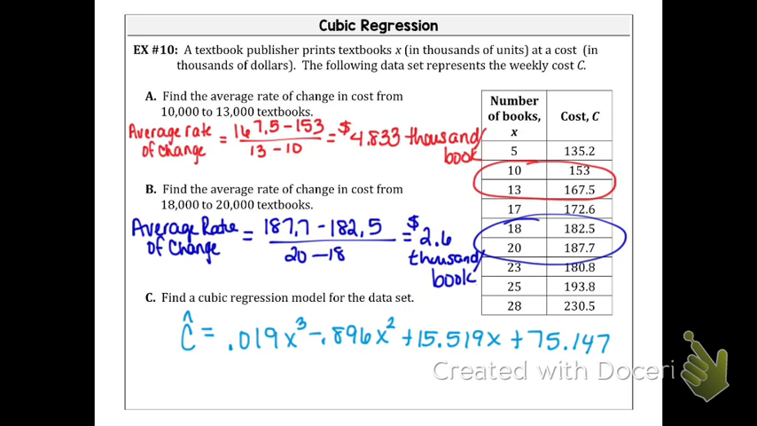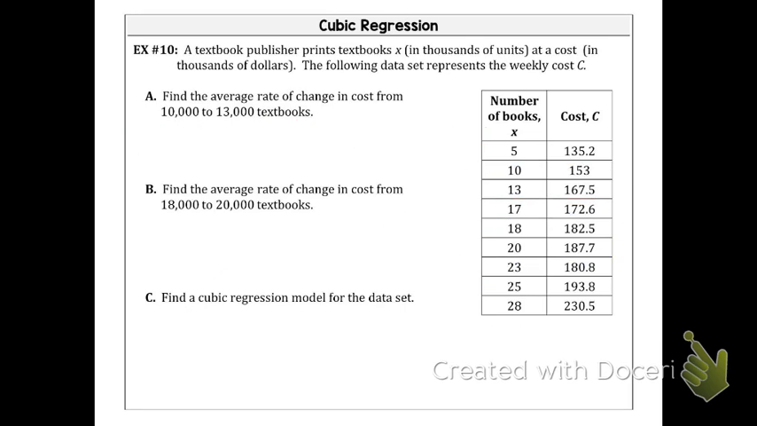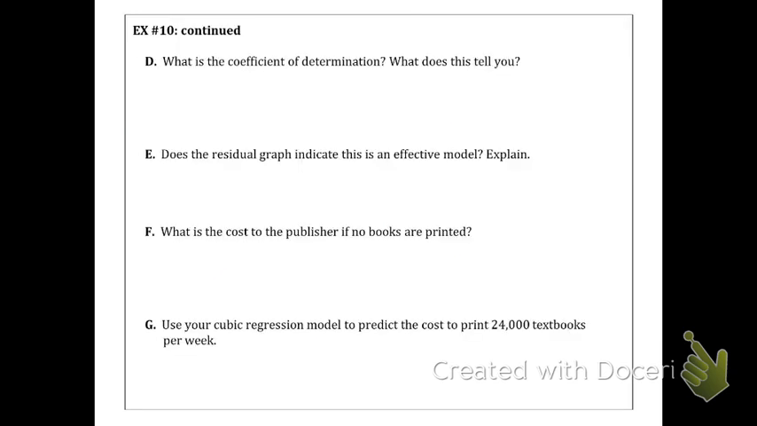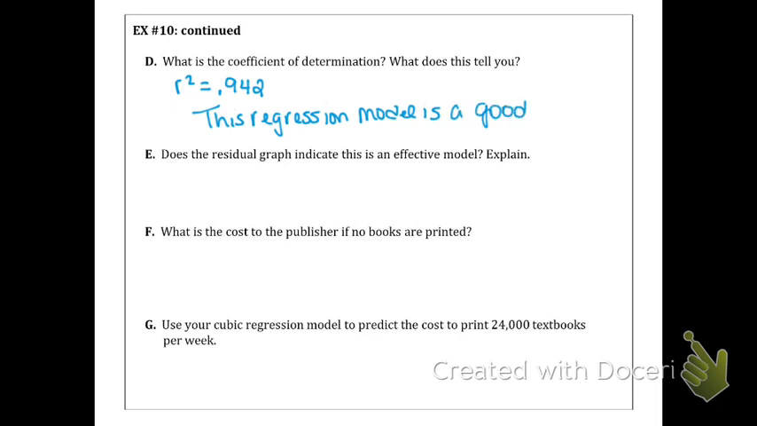All right, part D asks about R squared. What is the coefficient of determination, and what does this tell you? Our R squared was equal to 0.942, and that is close to 1. So this regression model is a good fit for this data.